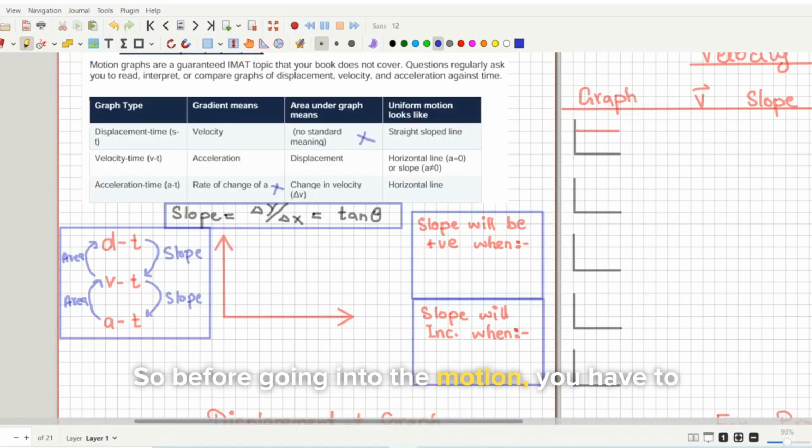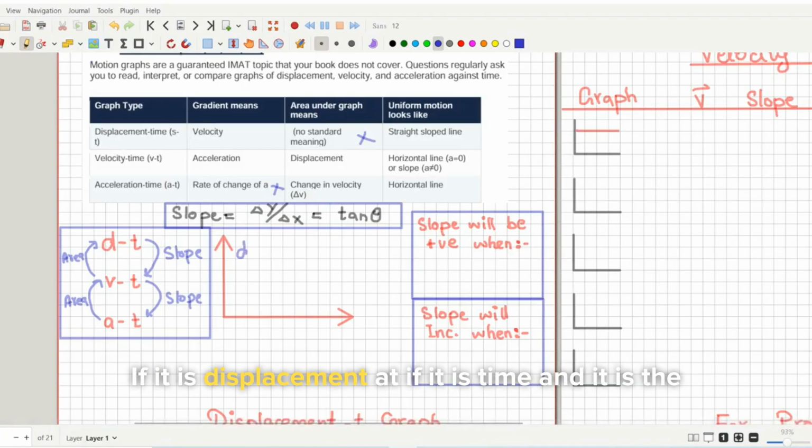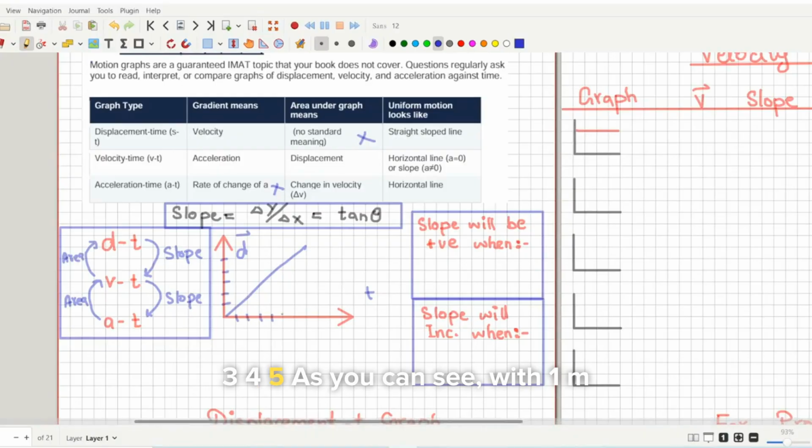Before going into the motion, you have to know what the slope is telling you. We are discussing slope and all of that. What actually is slope? Let me tell you what slope actually means. If it is displacement and time, and this is the slope. As you can see, this is a graph, and 1 2 3 4 5, 1 2 3 4 5.